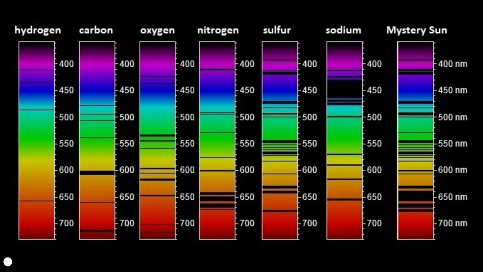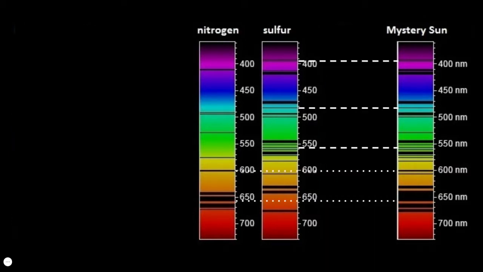Mystery sun number 2 is on the right, and your elements are on the left. What elements are in this mystery sun? If we look at the banding patterns in nitrogen and sulfur, we have some really distinct banding that lines up with our mystery sun. For sulfur, those distinct bands are around the 400 nanometer mark and the 550 nanometer mark. For nitrogen, we have the unique banding around the 650 nanometer mark that lines up really well with the bands on our mystery sun.